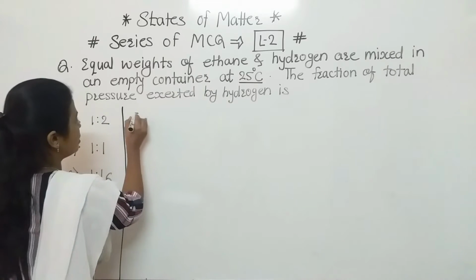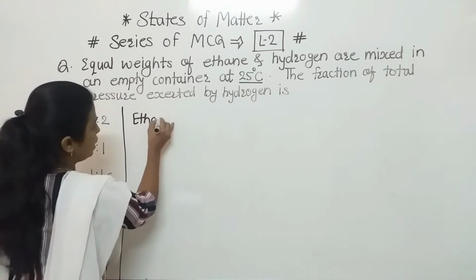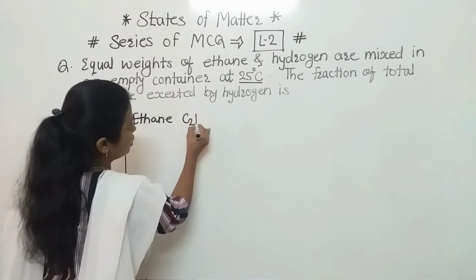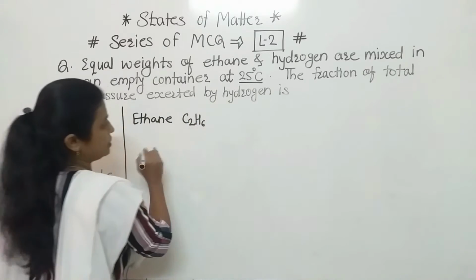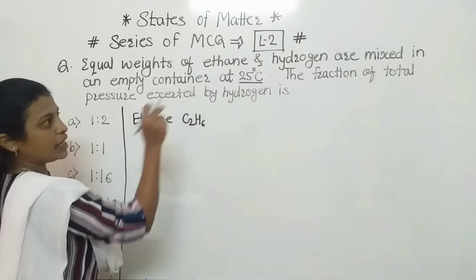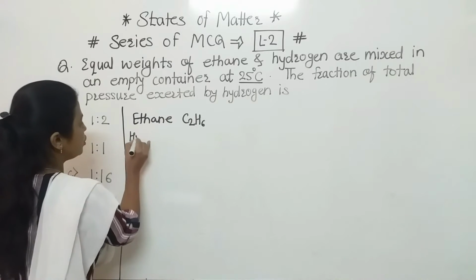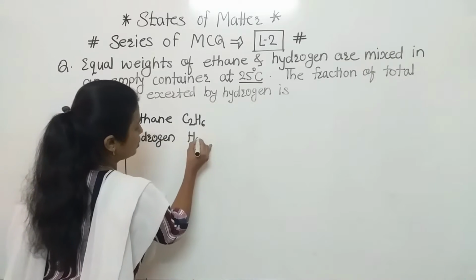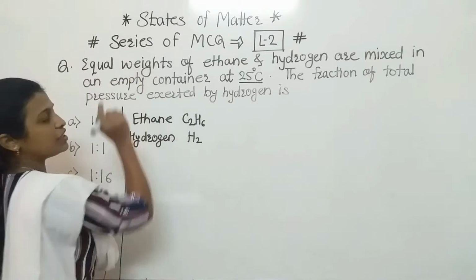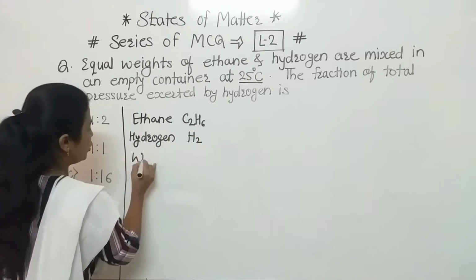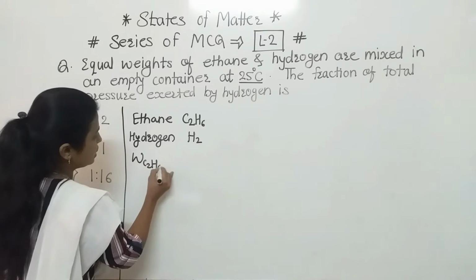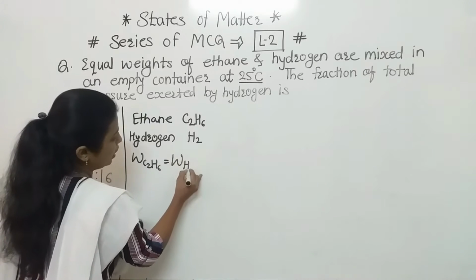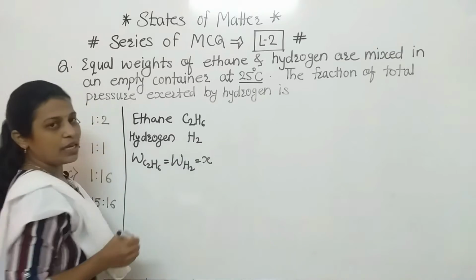First thing, ethane is given. What is the formula of ethane? Its formula is C2H6. Next one is hydrogen. As we know, hydrogen is present in its molecular form, so it is H2. They have equal weight, so W of C2H6 is equal to W of H2, which we will consider as x gram.